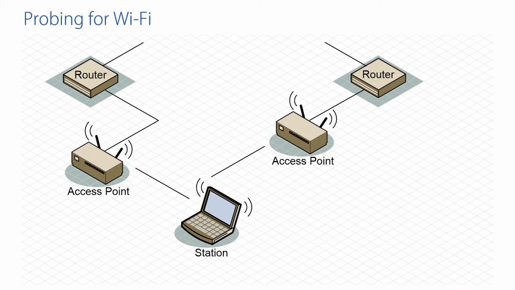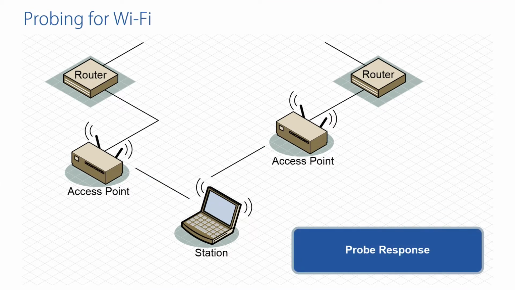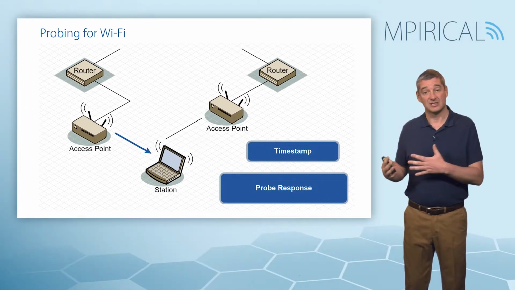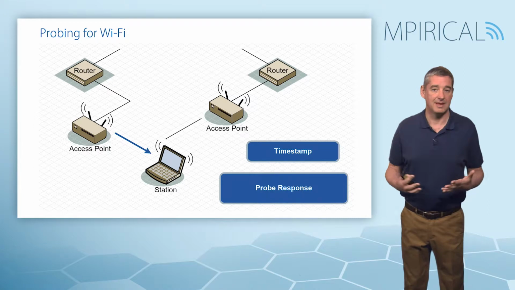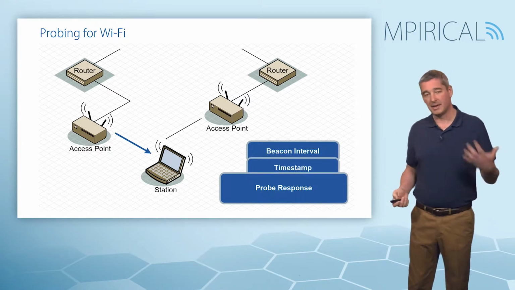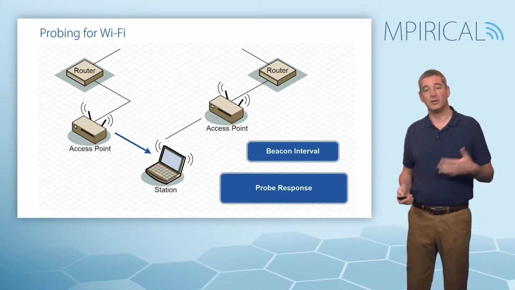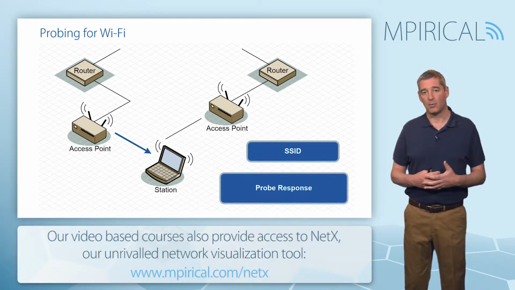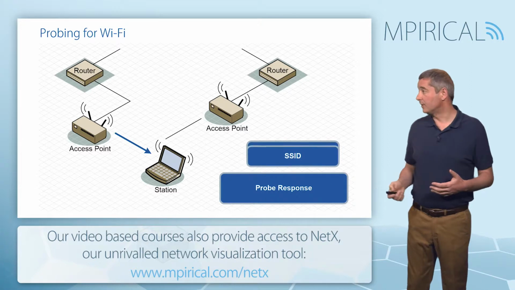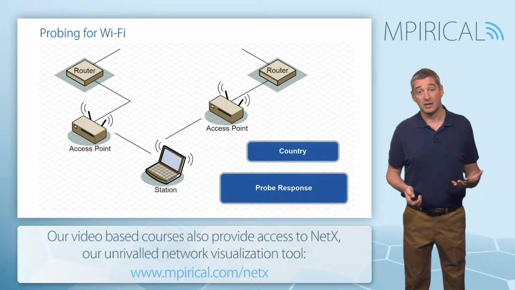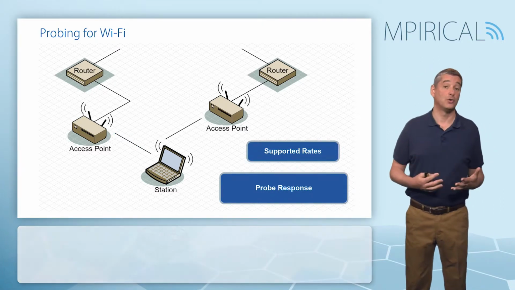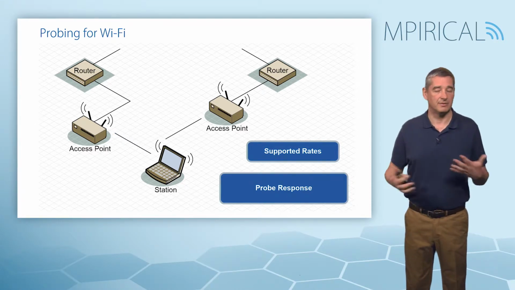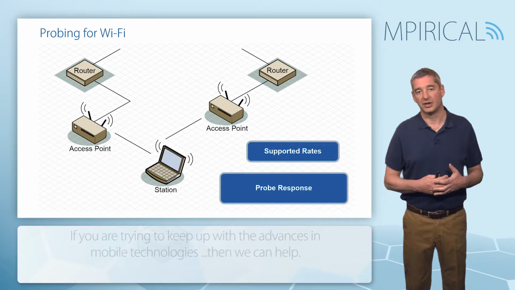Now the access point will return the probe response message. To all intents and purposes, this is the same as the beacon message, containing fundamentally the same information: the timestamp, the beacon interval, and the SSID, the name of this particular network. It may also include the country of operation, but it will include the supported rates. Again, the capabilities of this access point in terms of the different physical layers that it may be supporting.